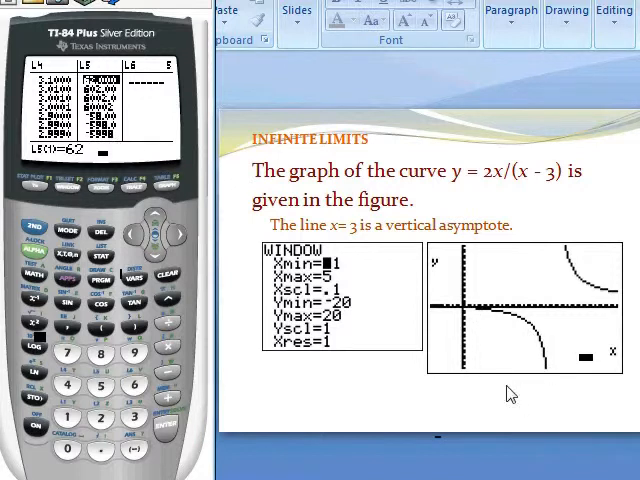So that's another way of saying the limit doesn't exist. It goes to negative infinity from one side and positive infinity from the other side. The limit does not exist, and actually there is a vertical asymptote at 3.